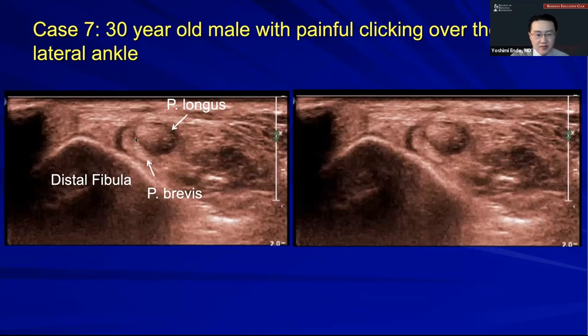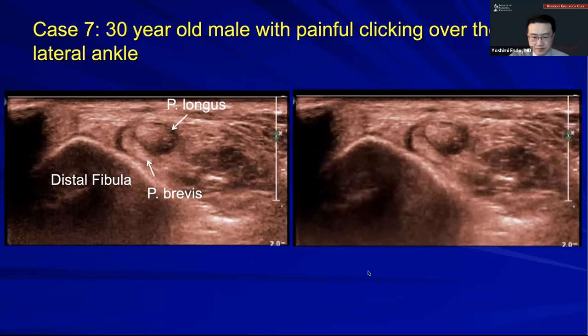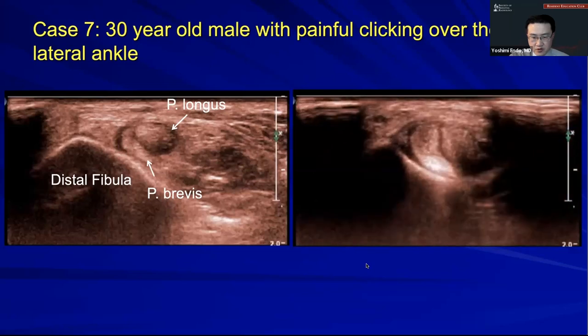Peroneus brevis is going to be the tendon that's closer to the bone, right? So B for brevis, B for bone. That's what I teach my fellows. Just remind them that if you see two tendons here, the one that's closer to the bone is going to be the peroneus brevis. But this patient has a painful clicking. So what is going on?